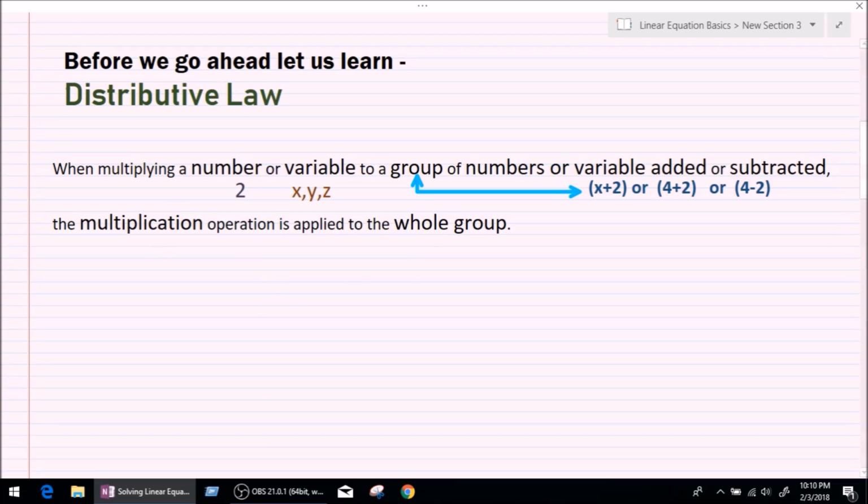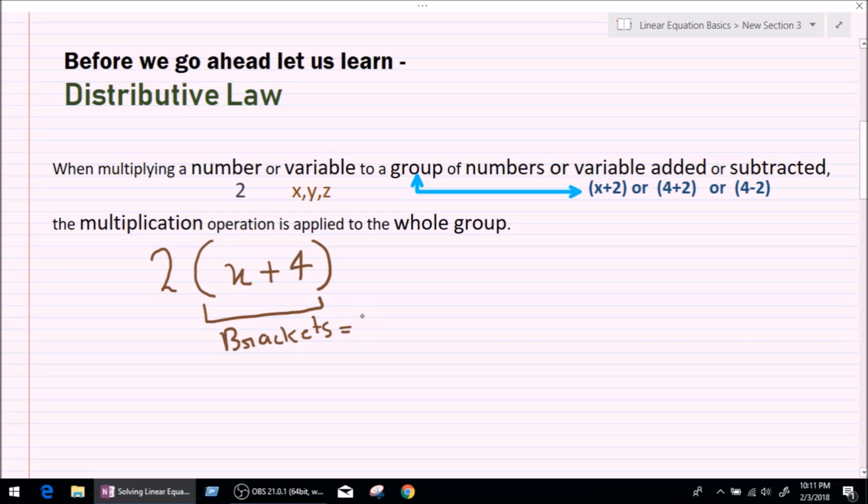Let's just do it. Let's write 2 bracket x plus 4. Before we go ahead, I just want to make sure that x plus 4 are in brackets. Now what do we mean when we say they are inside the brackets? That basically means that they are together.